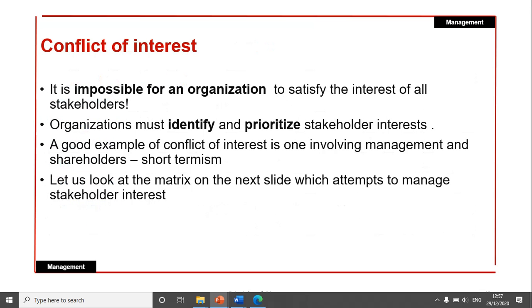Now we want to look at the issue of conflict of interest. It is impossible, we should admit, for an organization to satisfy the interests of all stakeholders. This means that stakeholder interests must be prioritized in order of the importance of a given stakeholder. Now, what is important may not be urgent. Organizations must identify and prioritize stakeholder interests.